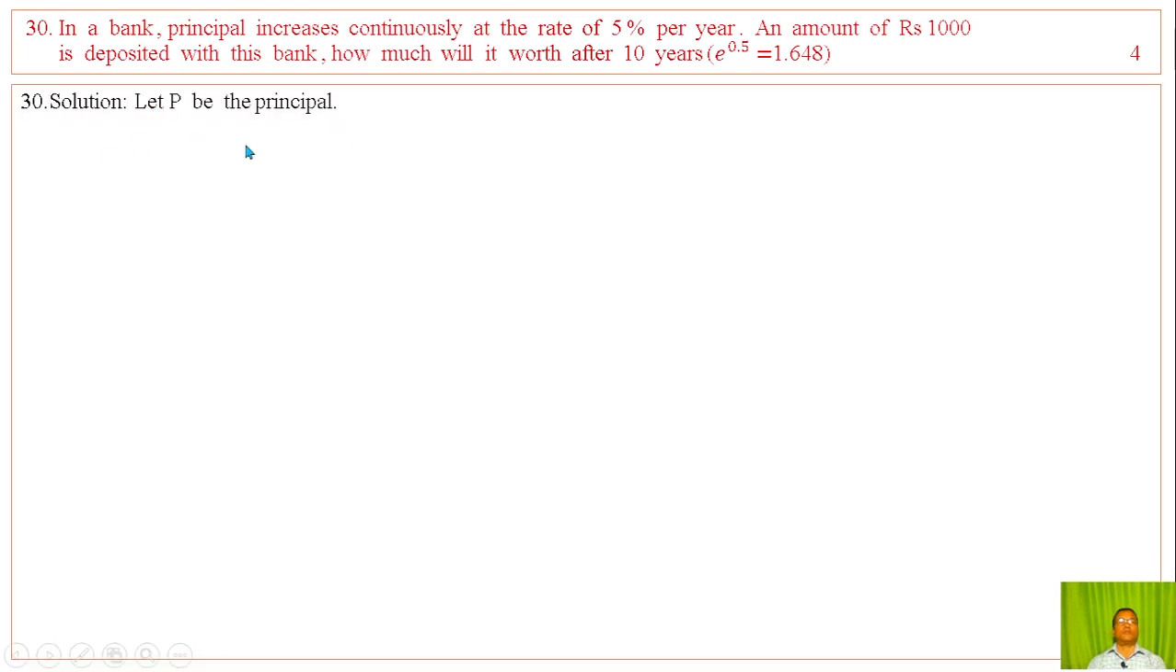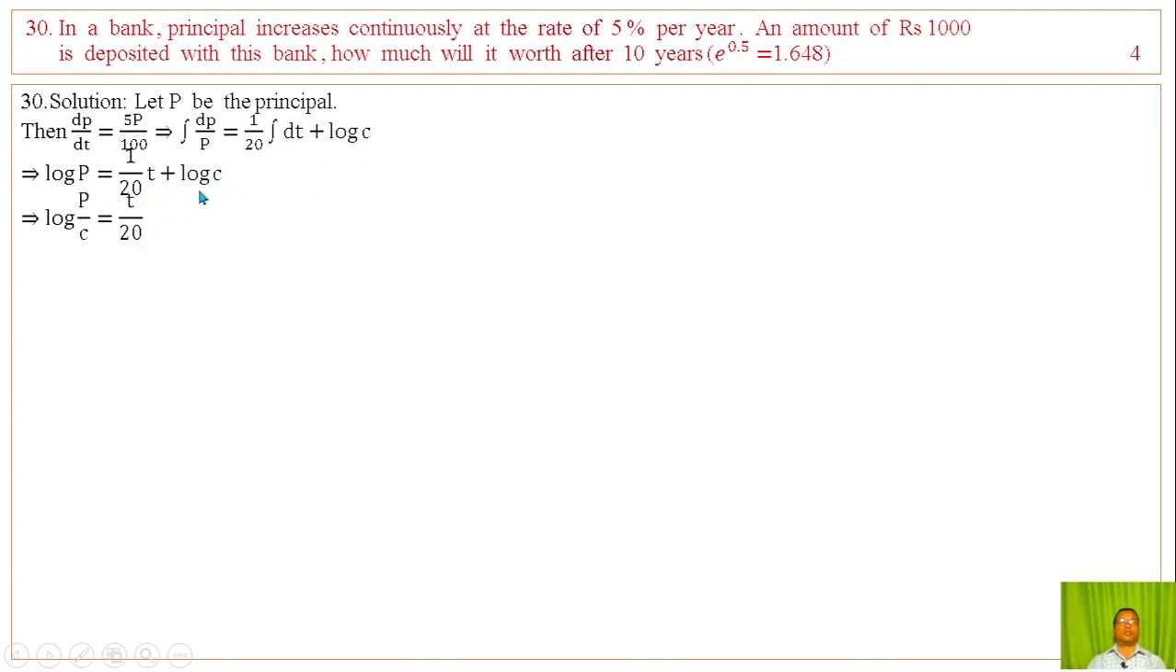Solution. Let P be the principal. Then dP by dt equals 5% of the principal. Separating the variables and integrating, we have log P equals 1 by 20 times t plus log C. Then log of P by C equals t by 20, so P equals C times e to the power t by 20.